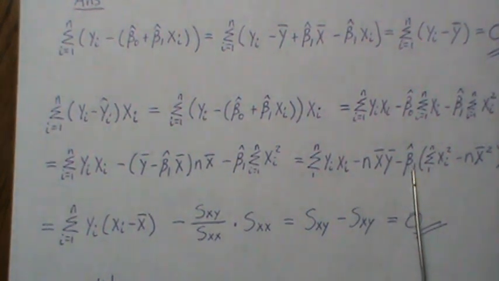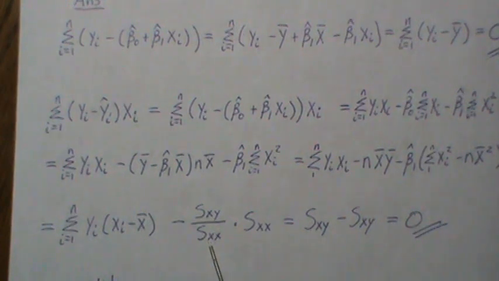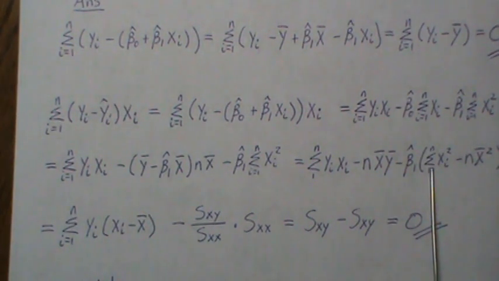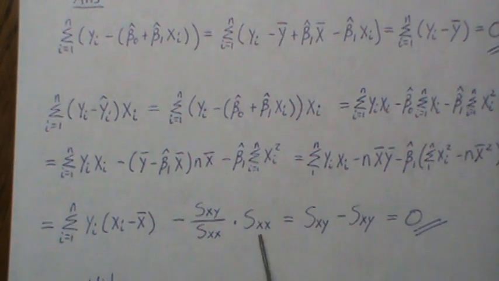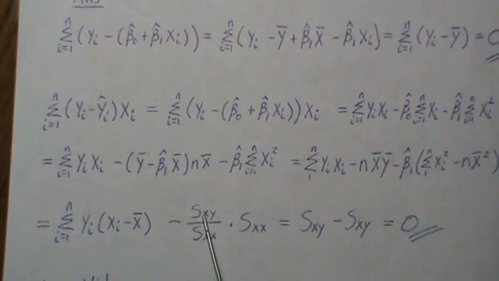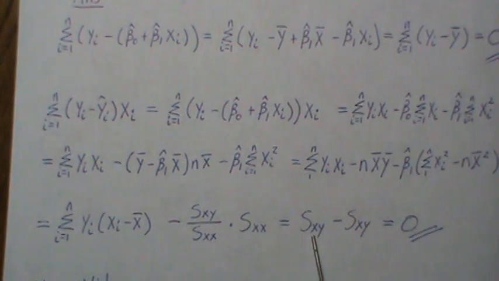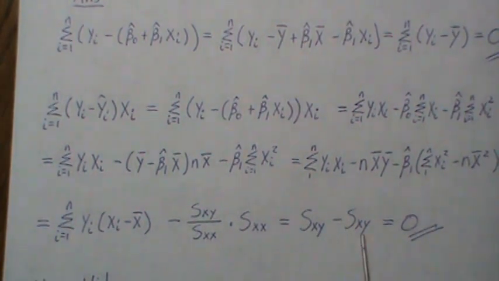Now this, the least squares estimate is sxy over sxx, and then this sum right here we showed earlier that it's sxx. So those cancel, and we're left with sxy, which is this piece, you know, the minus. But this is actually the definition of sxy, and so that difference is 0. So this sum is 0.